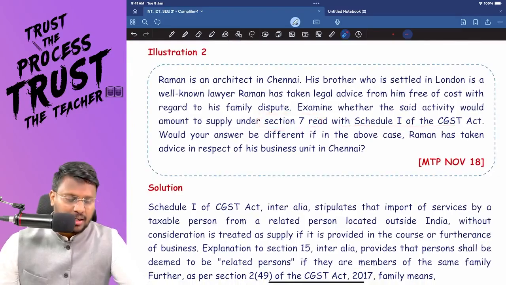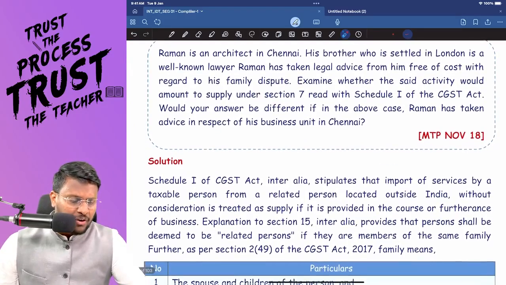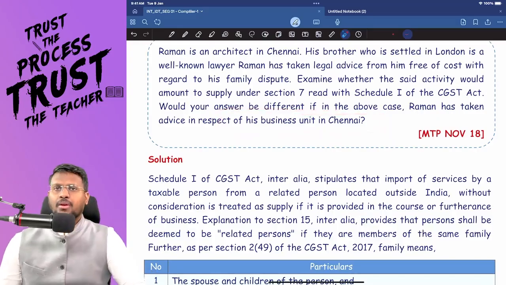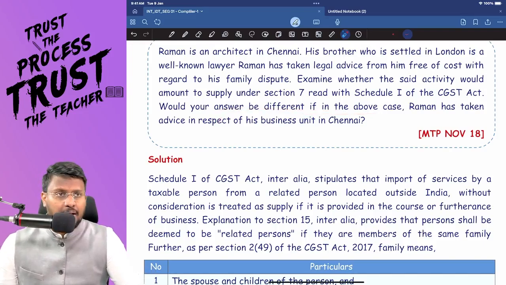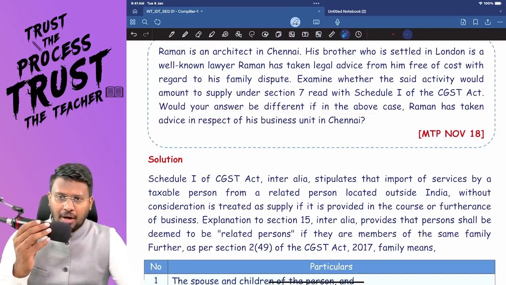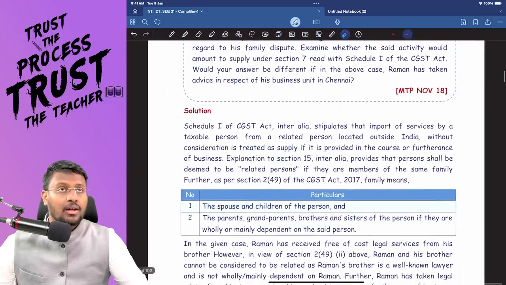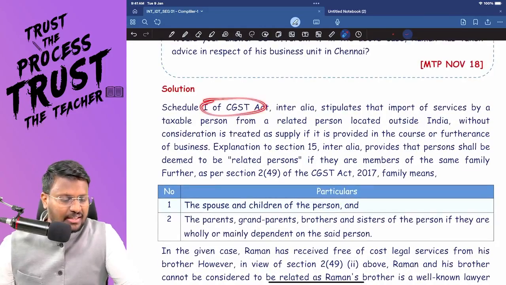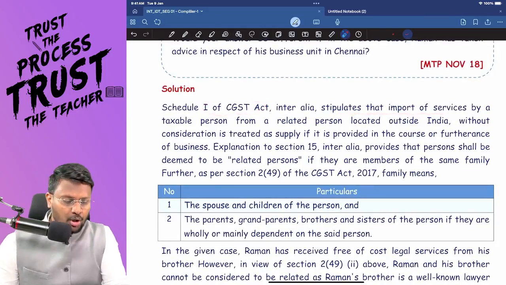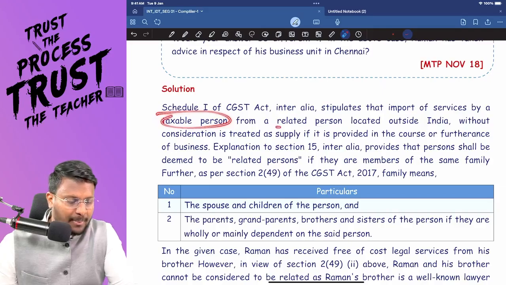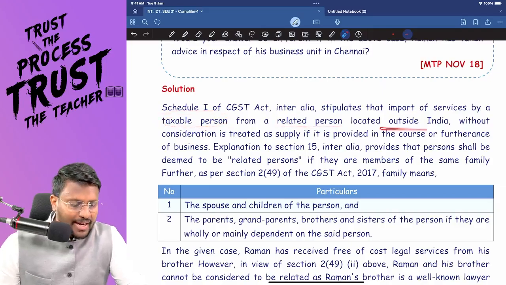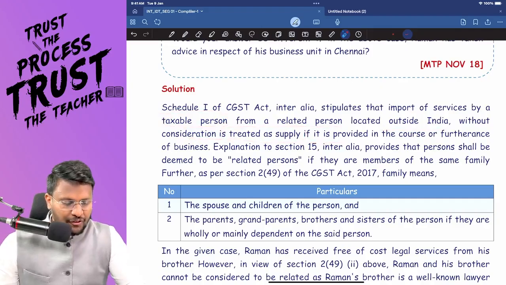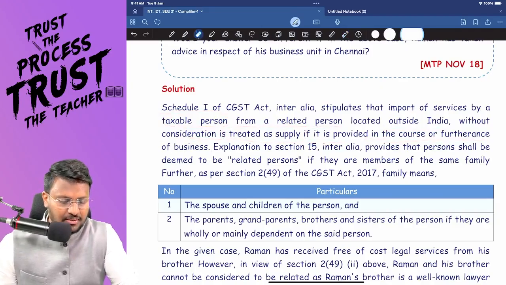Read with schedule 1 of the what Act? Would your answer be different if in the above case Raman has taken advice in respect of his what unit in Chennai? Still it will not be treated as supply because he has not received supply from a related person. Enjoy every line, every word. Schedule 1 of the CGST Act inter alia stipulates that import of service by a taxable person from a related person located outside India without consideration is treated as what? If it is provided in the course or what of business?